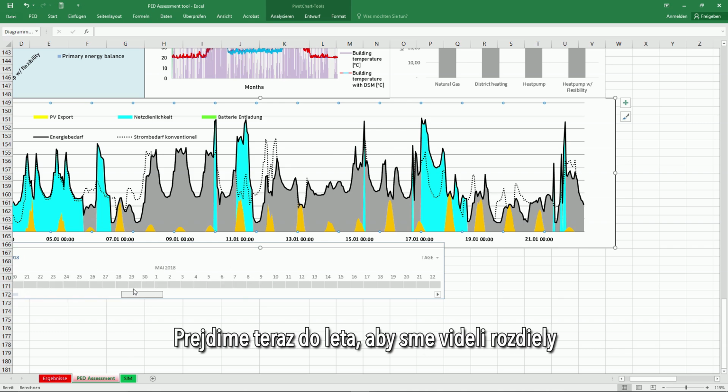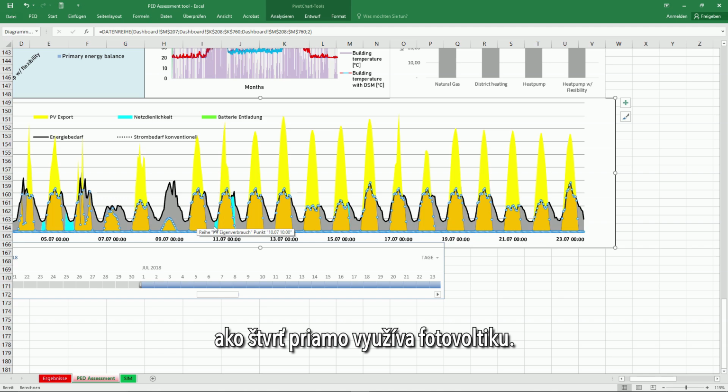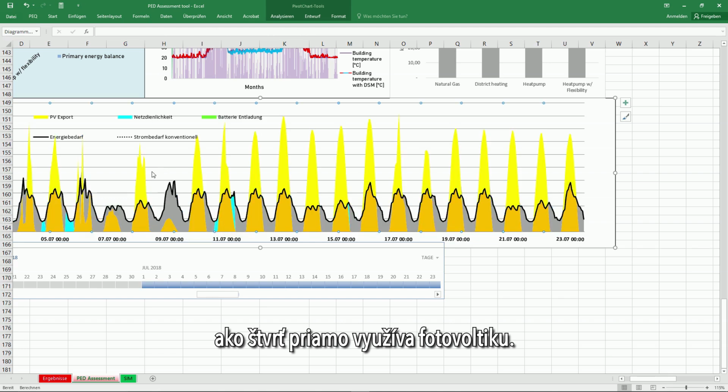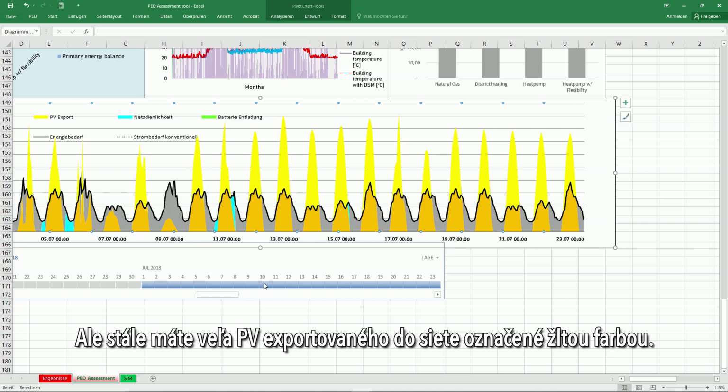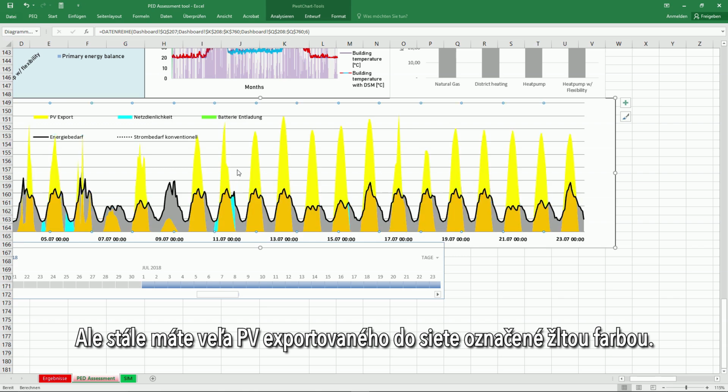Now let's go to the summer to see the differences here in the first couple of weeks in July. Yes, so here you can see how the district is utilizing the photovoltaics directly, but still you have a lot of PV exported to the grid in yellow here.